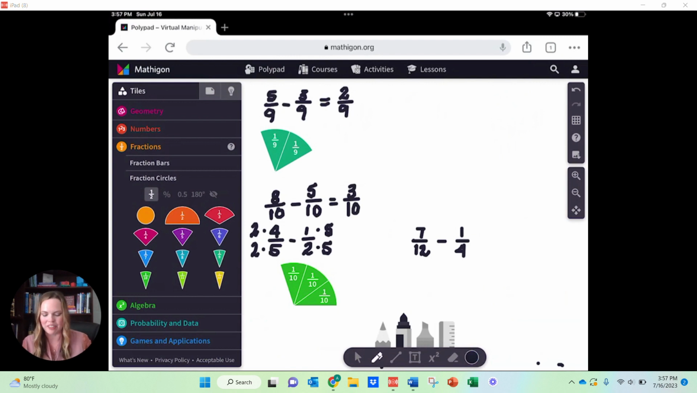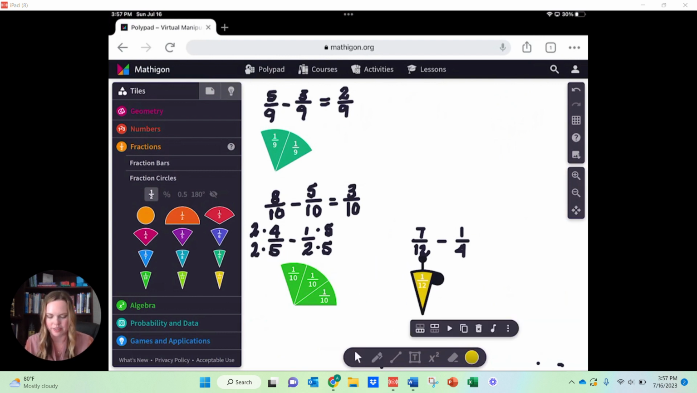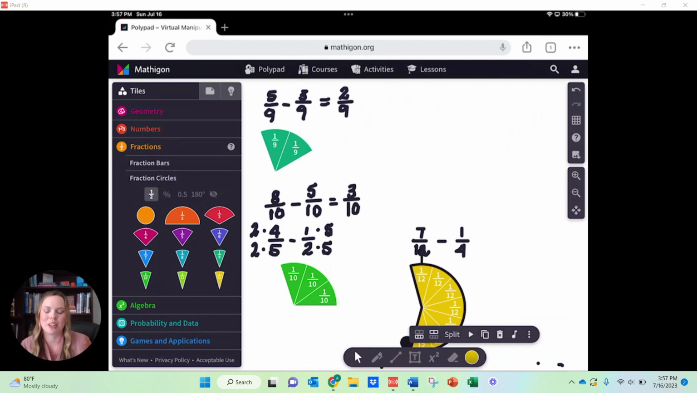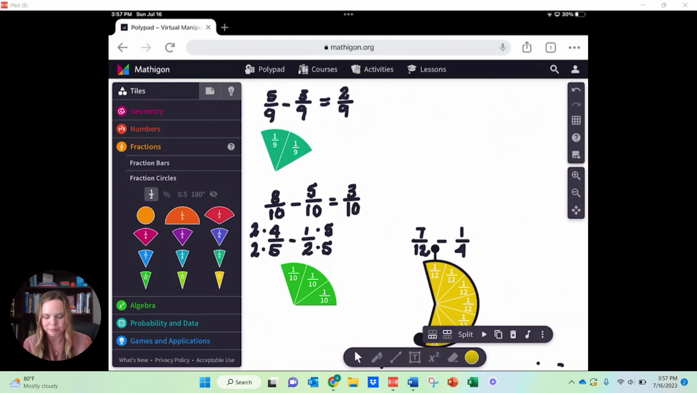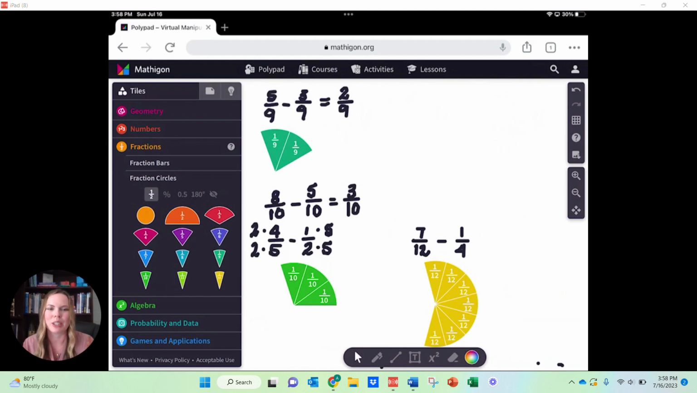All right, one more. 7/12 minus 1/4. Okay, so I'm going to get my twelfths and count 7 of them. Okay, so that's 7/12. And I'm removing 1/4 of these. 1/4 from this. So 1/4 of a whole from the 7/12. I'm getting into multiplication when I'm thinking about 1/4 of that. This is not multiplication. We are taking 1/4 of the whole from the 7/12.